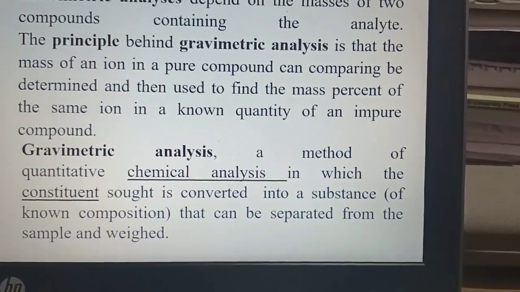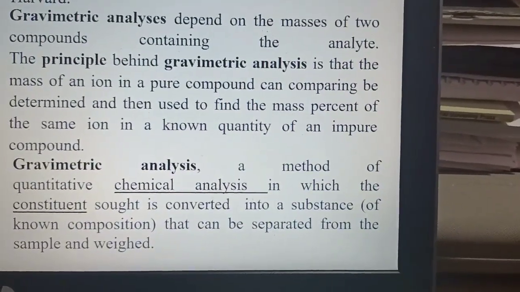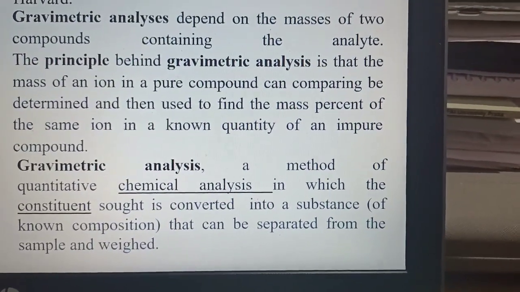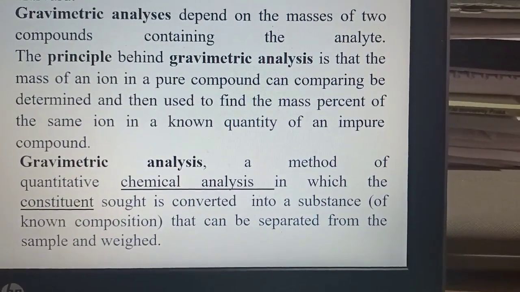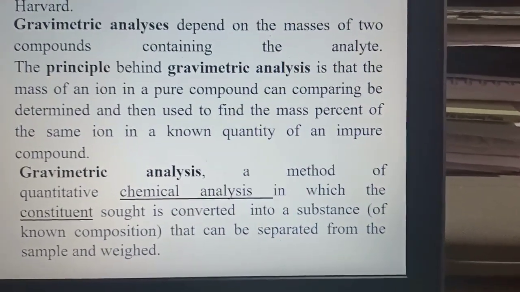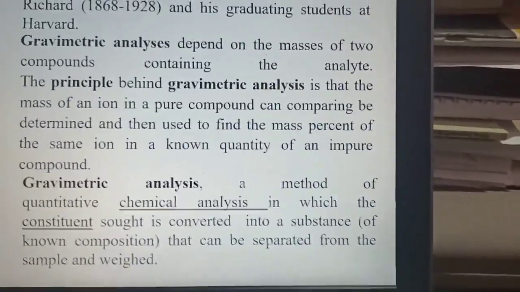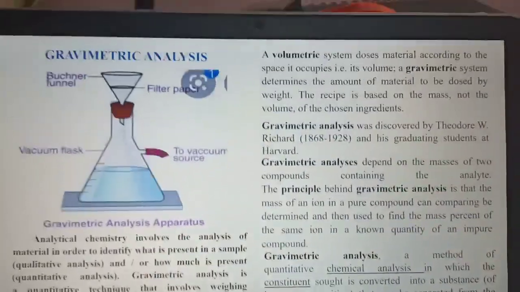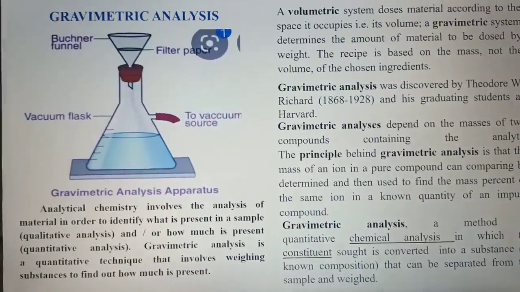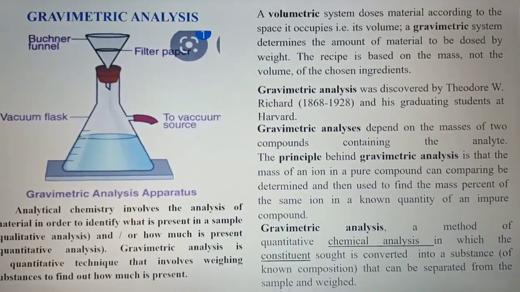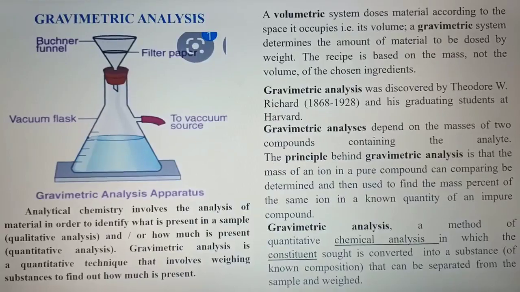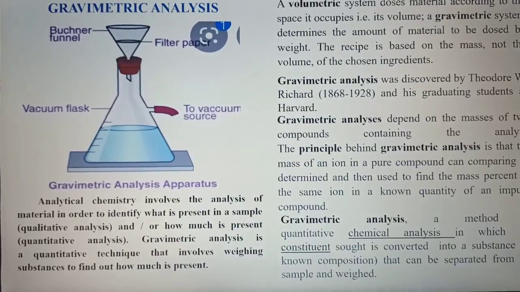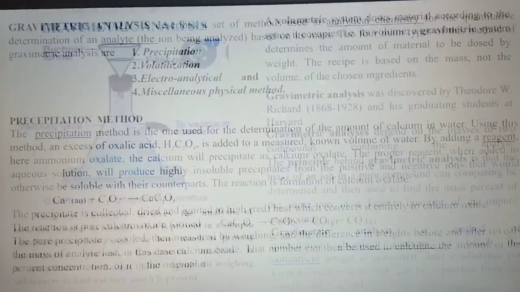So gravimetric analysis is a method of quantitative chemical analysis in which the constituent salt is converted into a substance of known composition that can be separated and weighed. This is the idea of gravimetric analysis. How much of a substance is present in a given solution can be estimated by determining its mass.